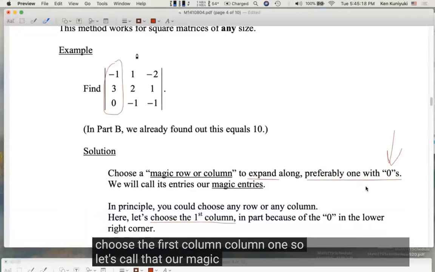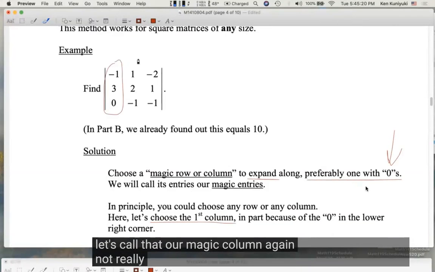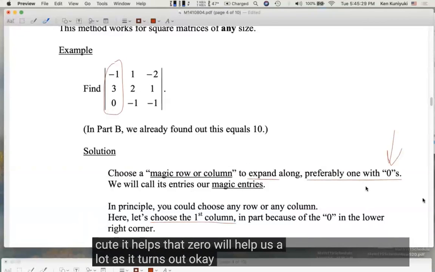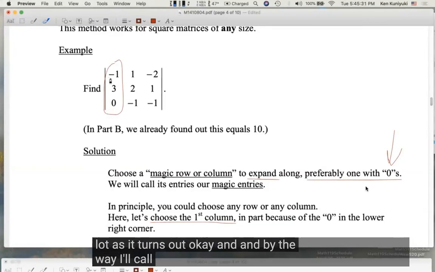So let's call that our magic column. Again, not really what it's called, but let's be cute. It helps, that 0 will help us a lot, as it turns out. Okay, and by the way, I'll call these the 3 magic entries. The 3 entries of our magic column are the 3 magic entries. Again, I'm being cute.